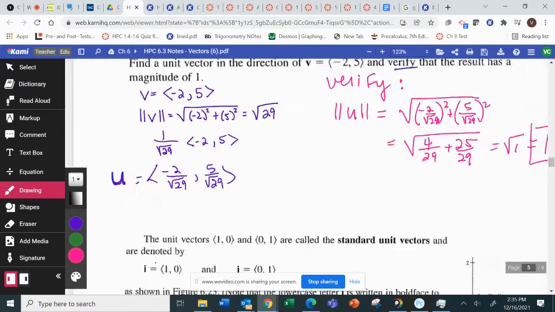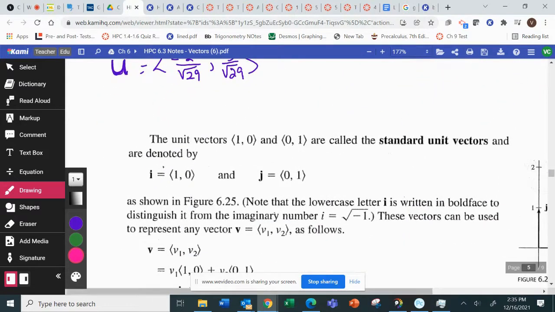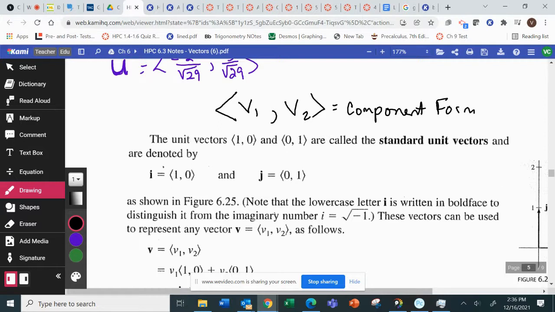Now, there are 2 unit vectors that are important, and we use these unit vectors to write vectors in a completely different form. And this is where last year some students had trouble because they didn't learn the vocabulary. So component form is what we've been doing so far. Component form is the change in the x's, which they called v1, and the change in the y's, which they called v2. That's component form. But the next one is going to be called, I'll get there in a second.